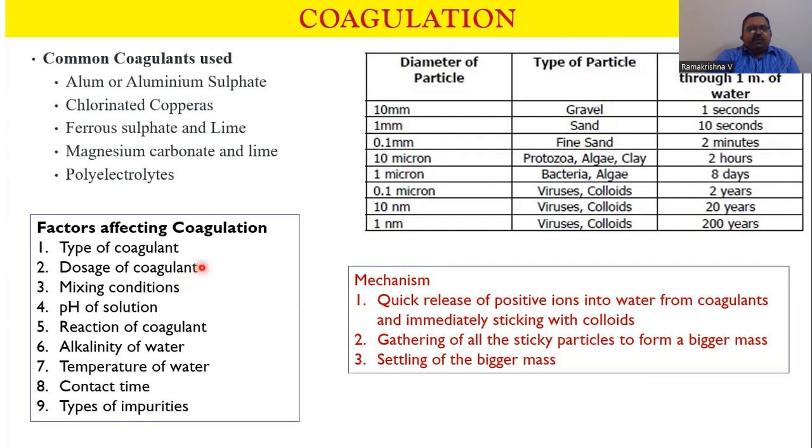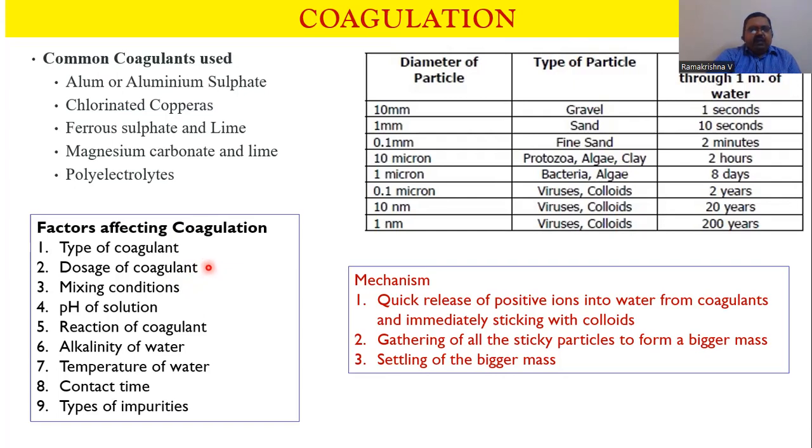How much is the dosage of the coagulant, how much you have to add, 5 milligram per liter, 10 milligram per liter. It all depends on the impurities which are present. The impurities particularly contribute towards the turbidity. So higher is the turbidity, higher is the requirement of coagulation. That is a simple thumb rule.